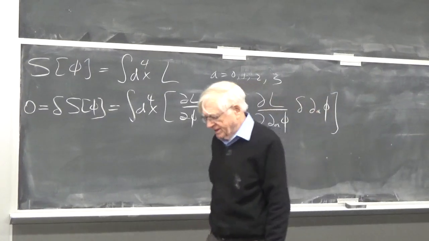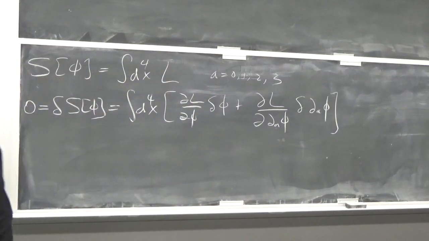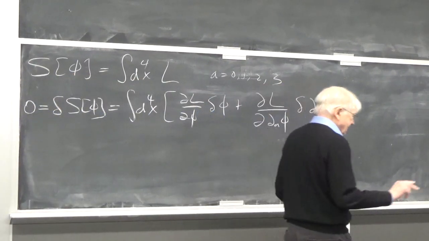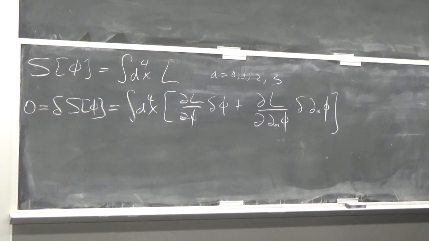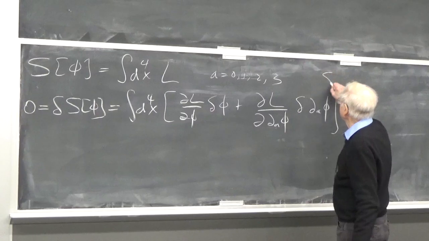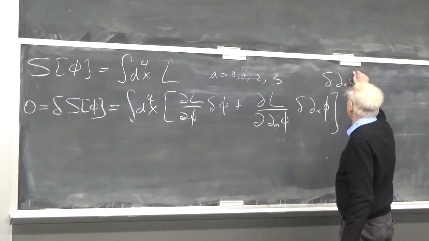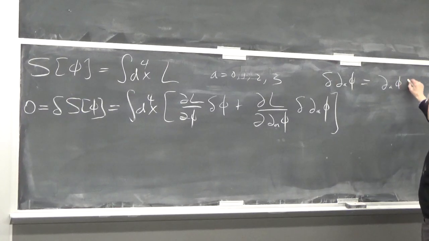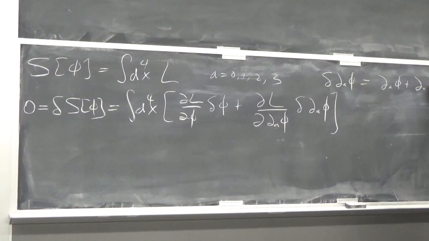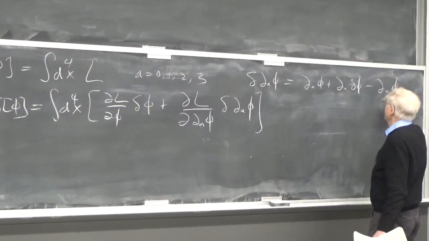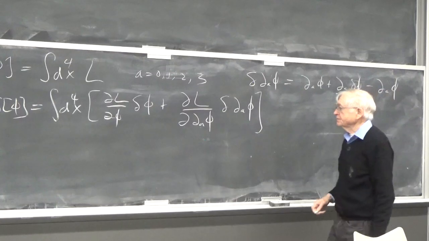So here I'm talking about theories in which the action depends upon the fields and their first derivatives. One could consider a more general case, but I'm not doing that. I'm considering this simpler case. Also, the change in the derivative is the derivative plus the derivative of the change minus the original derivative, so it's just this.